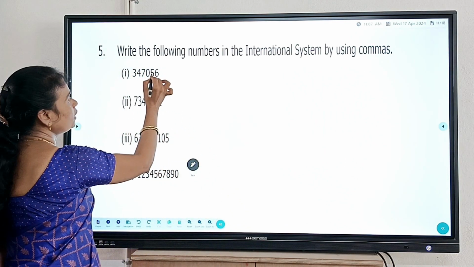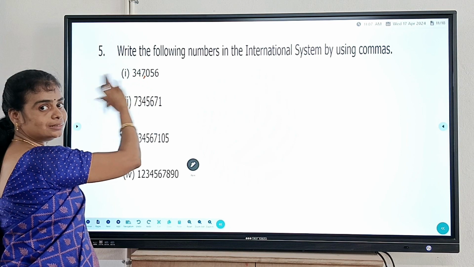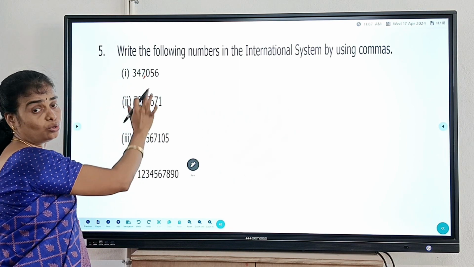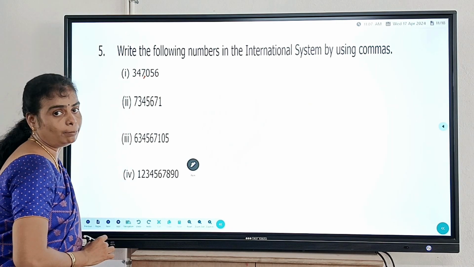Okay. So 1, 2, 3, comma. And again here also you have only 3 numbers. That's all. So leave it. No need to do any changes over here. So only 1 comma has to be placed here.